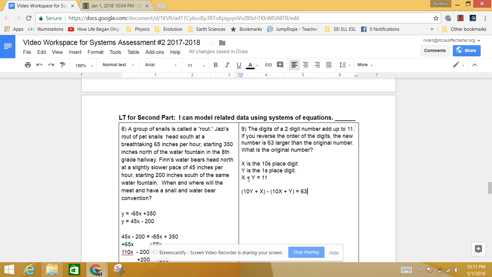So now we just have to organize this, so we end up with two equations. We've already got our first one, x plus y equals 11. Now we can do this. I'm going to keep it in order with x's first and y's second. So I'm going to first deal with the x. So x minus 10x is negative 9x. And then 10y minus y is going to be 9y. I'm going to keep these capitalized since I already started off capitalized. Okay, and that's going to equal 63.